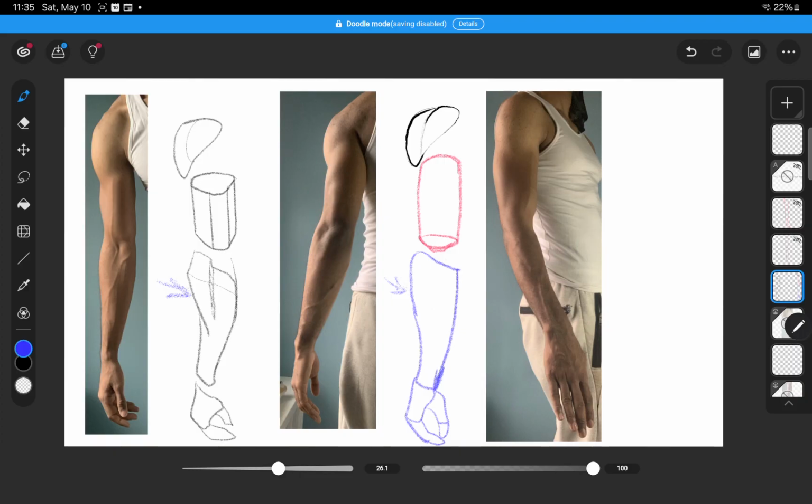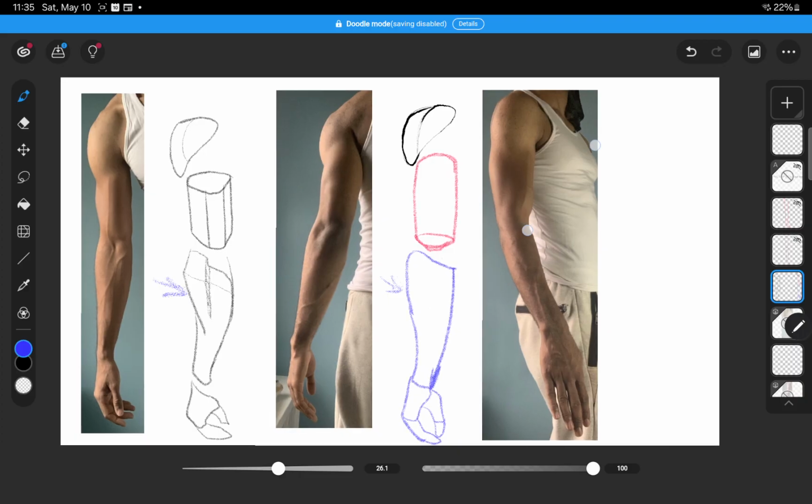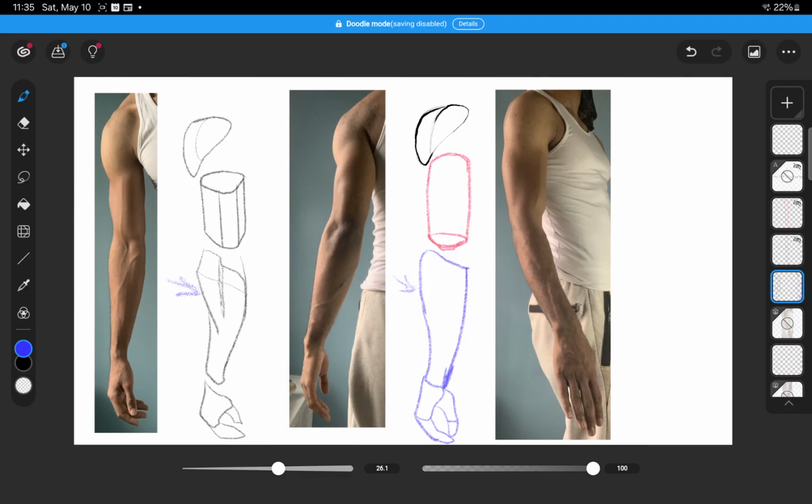All right, and then moving on to the side view. So the side view, we're going to see a little more in depth of what this shoulder looks like, because from the front view and the back view, the shoulder looks really similar. It looks really similar.